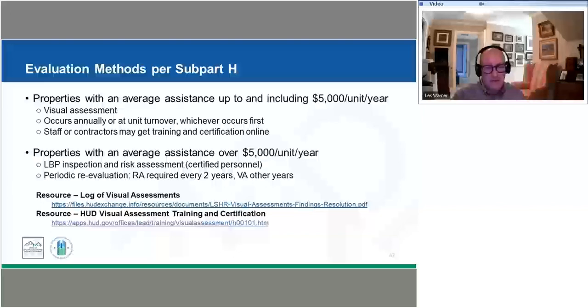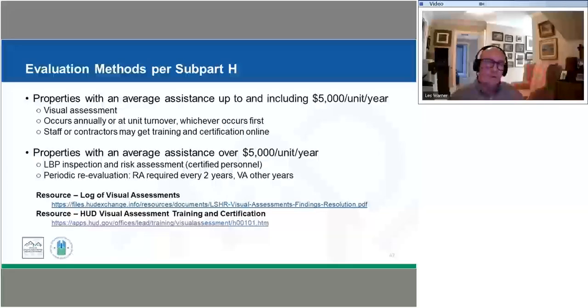You'll notice at the bottom of this slide we have a link for the visual assessment. The last bullet is for the online visual assessment training and certification that you could use to have staff certified. The next to the last bullet is a log form that could be used.